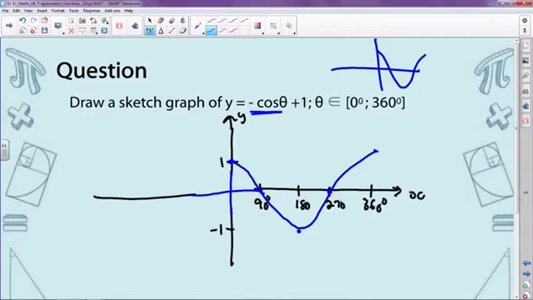So it means that this is now here, right? And then that is there. And then this point, 180 and 1, so now it's going to be 180 and negative 1, right? And then your 270 and 0, the 360 and minus 1. Then we have a graph that looks like this.